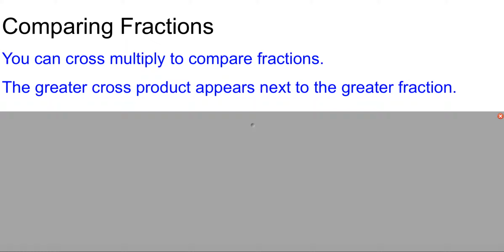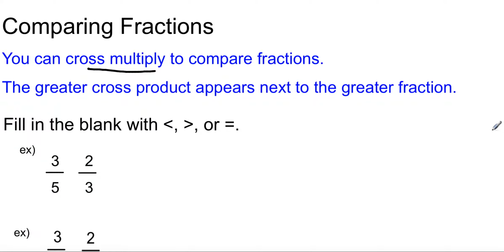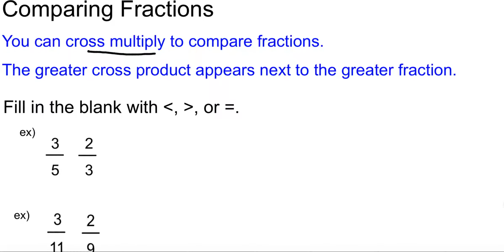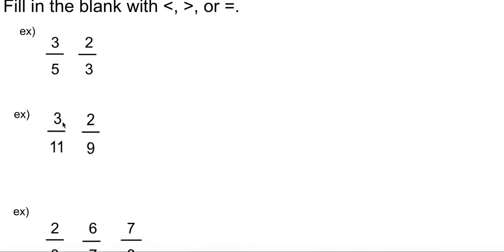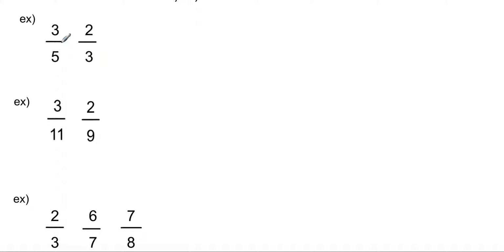Now, when we're comparing fractions, we do it the same way we did to check for equivalency. You can cross multiply to compare fractions, and the greater cross product appears next to the greater fraction. Let's take a look at some examples. We're going to fill in the blank with a less than, a greater than, or an equal to. Our first example: we have 3/5, and we're comparing that to 2/3. An easy way to determine if these are equivalent, or if one is less than or greater than the other, is to simply cross multiply. 3 times 3 is 9, so write that above that. And 5 times 2 is 10, so write the 10 above that. Well, 9 is less than 10, so we would say that 3/5 is less than 2/3.